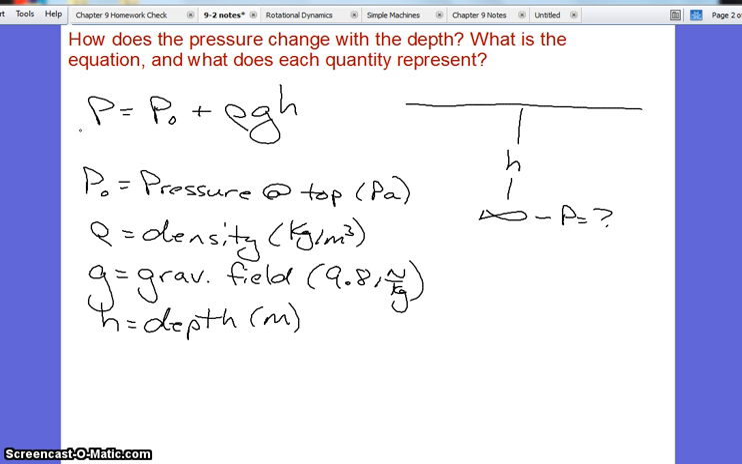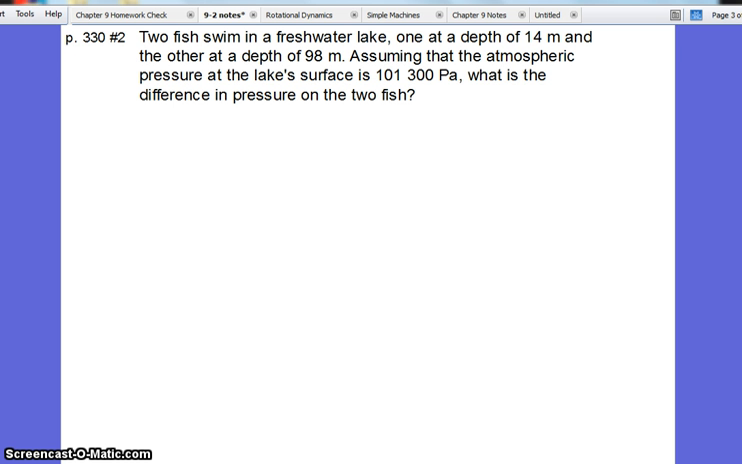And so we can calculate the pressure at the depth we want by adding the pressure at the top plus the density of the fluid times the gravitational field times the depth. So let's actually go through an example here. Let's say we have two fish swimming in a freshwater lake, one at a depth of 14 meters and the other at a depth of 98 meters. Assuming that the atmospheric pressure at the lake surface is 101,300 pascals, what is the difference in pressure on the two fish? So we have our water here, and we have our first fish, which is at 14 meters, and we have our second fish way down here at 98 meters.